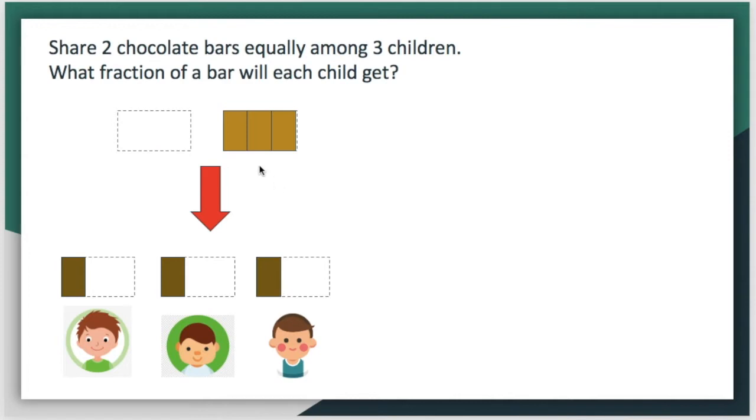Let's do the same thing for the second bar of chocolate. 1 part goes to the first child, the second one, and the last piece goes to the third child. By looking at this diagram, we can see clearly that given 2 chocolate bars, each child would get 2/3 of a bar.